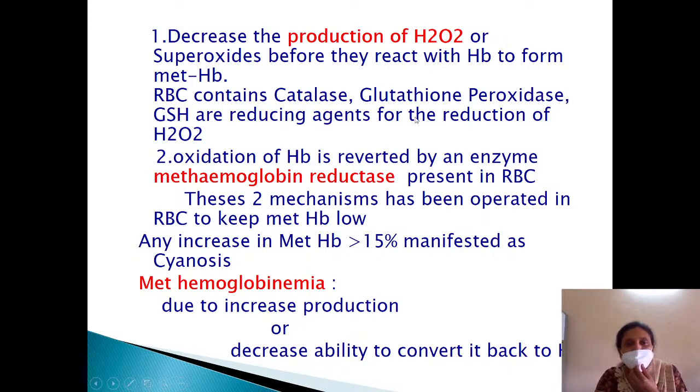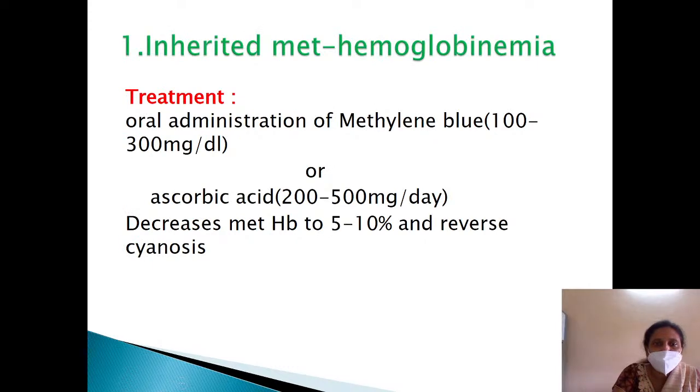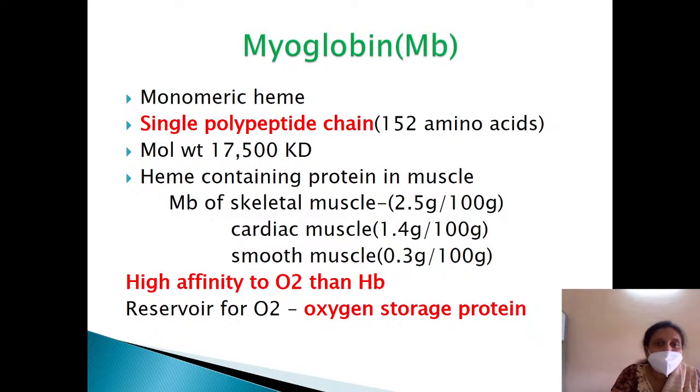If there is increased concentration of methemoglobin, that is called methemoglobinemia, which is due to either increased production or decreased ability to convert back to hemoglobin. There are two types: inherited and acquired. Inherited is due to the presence of hemoglobin variant HbM or the deficiency of the enzyme methemoglobin reductase, and acquired may be due to ingestion of large amounts of toxic drugs or due to G6PD deficiency.